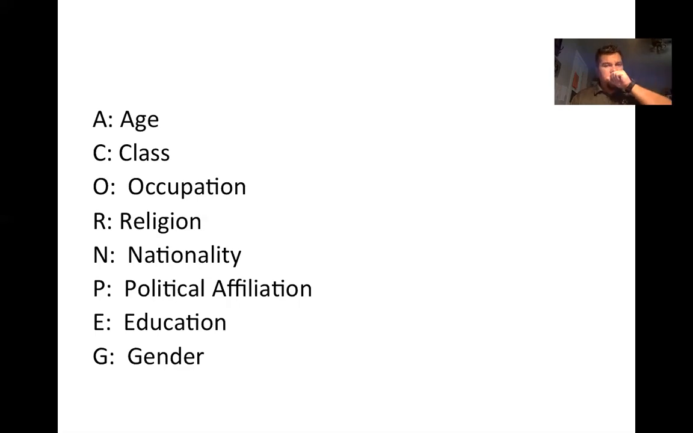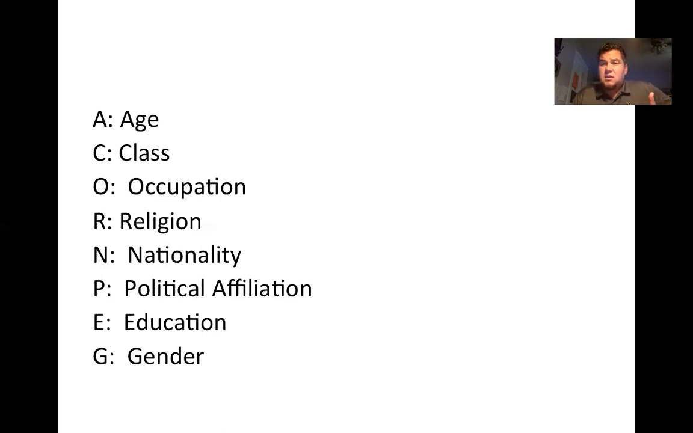Age: young people's message is very different from people that have been alive for decades. Class: people that are in a lower class are going to have a very different opinion about events than people in a higher class. Occupation: a doctor's message about COVID could probably be very different from a school teacher's. Religion: especially early in this school year, we're going to be talking about the Protestant Reformation, Renaissance, stuff like that.